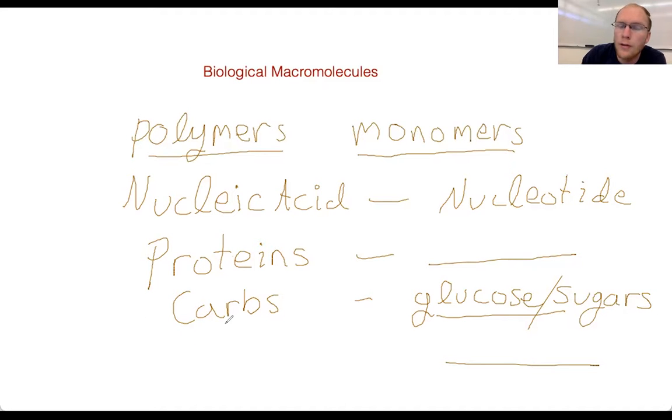So all carbohydrates are made out of saccharides, just like all proteins are made out of amino acids, and all nucleic acids are made out of nucleotides. Okay, I think that's all we need to say about polymer and monomers for this class. So let's go ahead and look at the specifics with carbs.